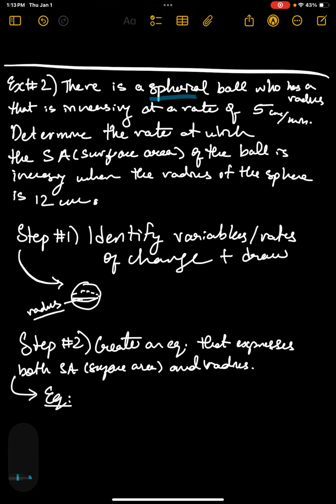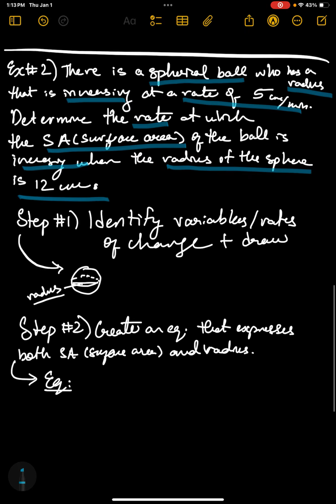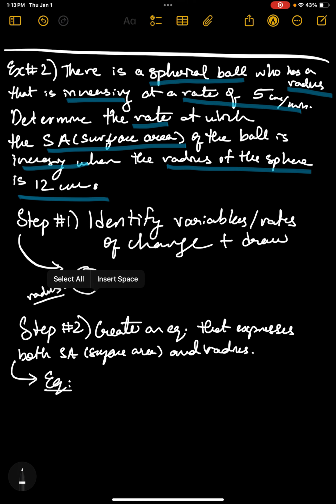So there's a spherical ball. It's important who has a radius that is increasing at a rate of 5 centimeters per minute. To determine the rate at which the surface area of the ball is increasing when the radius of the sphere is 12 centimeters. So basically, our first step would be to identify, again, the variables or rates of change and draw, right? So I've drawn a sphere here with the radius, and we can use that to help contextualize our mindsets within this problem a lot more.